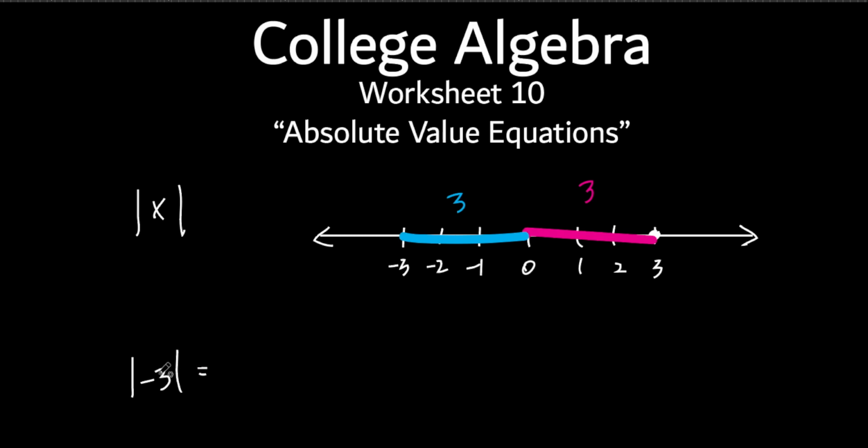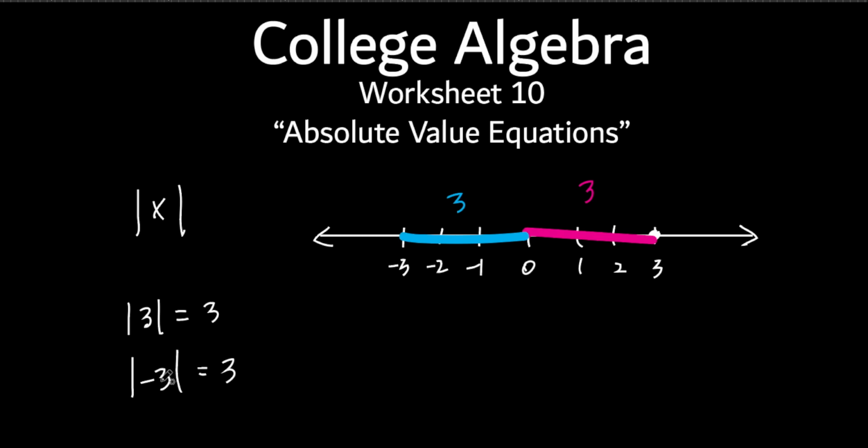How far is -3 away from 0? How far? 3. It's 3. Exactly right. What if I asked you the absolute value of +3? What's that? It's also 3.